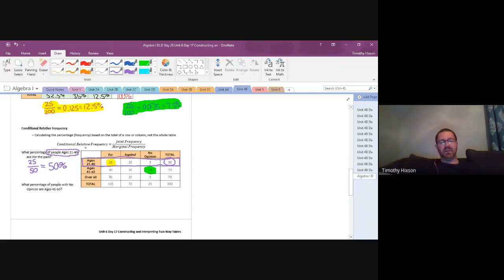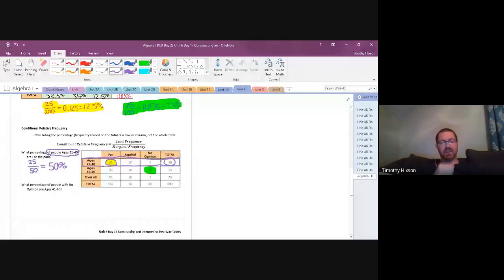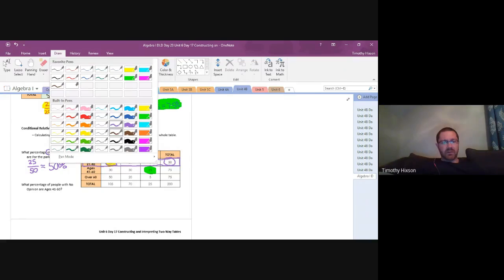If you want a formula here, and you're familiar with these terms, the conditional relative frequency is the joint frequency, in this case 25. 25 is our joint frequency over the marginal frequency. Okay, so the joint frequency 25 over the marginal frequency 50. Okay, now we could do it the other way as well. Let me do this one. I'll do this one in brown.